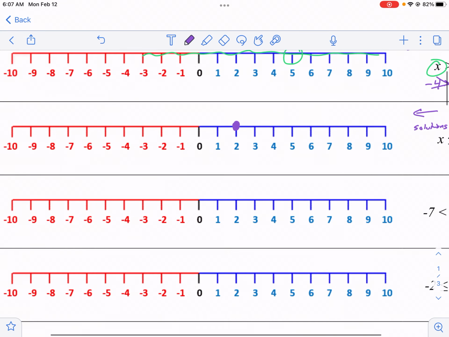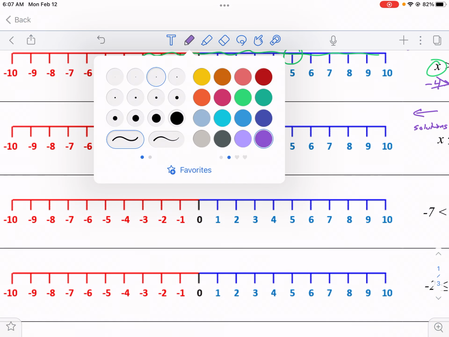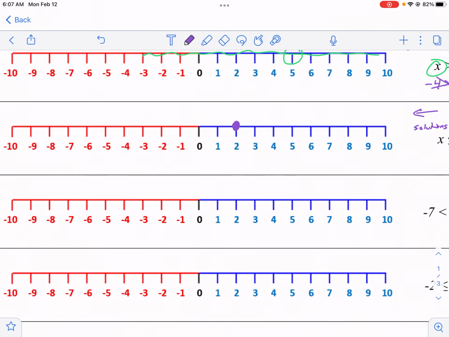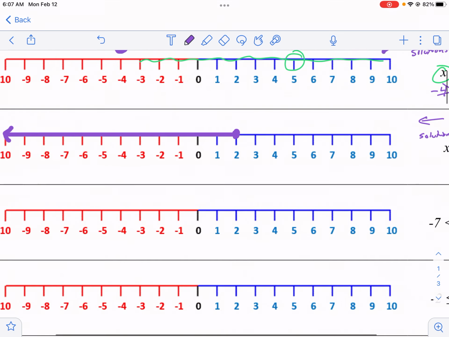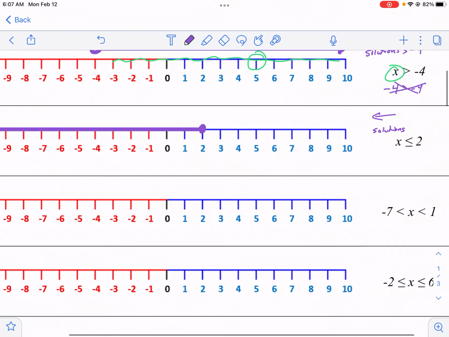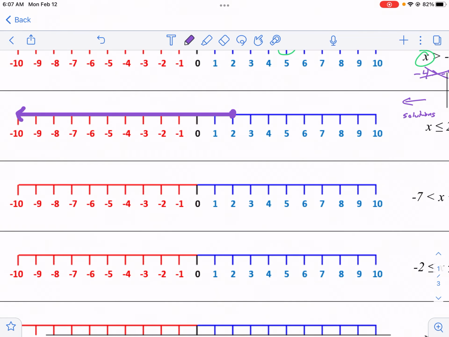left of 2. So I can go ahead and, let me make this thicker again, I can just shade in all these values over here. I like to go to the end of the line and make sure to put an arrow, and that tells you that there's an infinite number of solutions that make this true. You can always find numbers that are smaller than 2. And that's what our solution is going to look like.